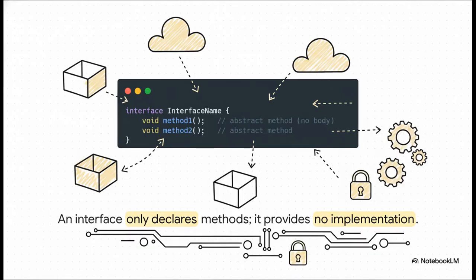Just look at the code here. See how simple it is? There's no implementation, no logic inside curly braces, nothing. It's literally just a list of capabilities. The interface could not care less how you write the code for method 1 or method 2.